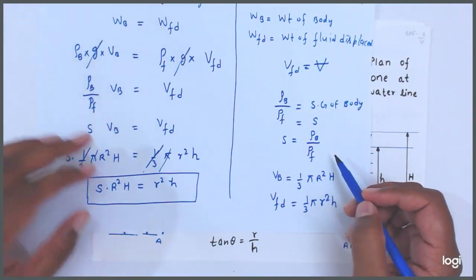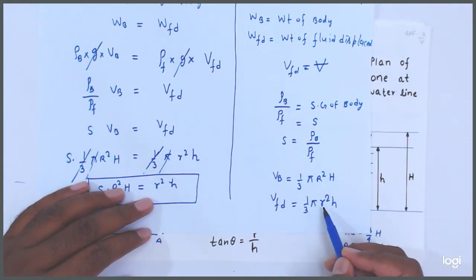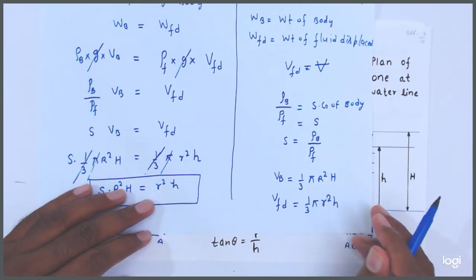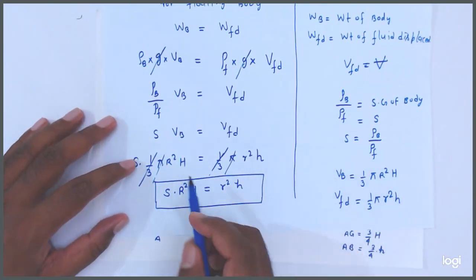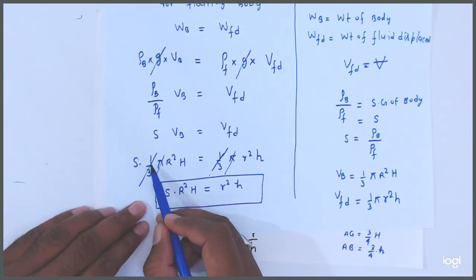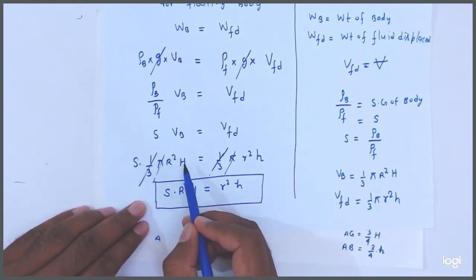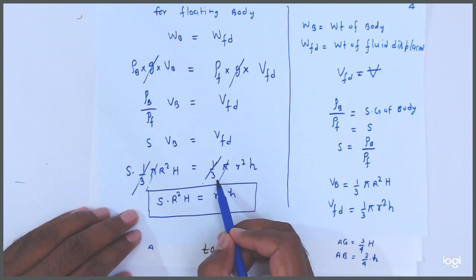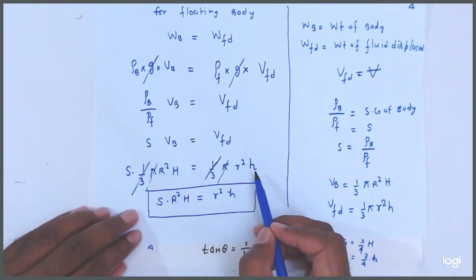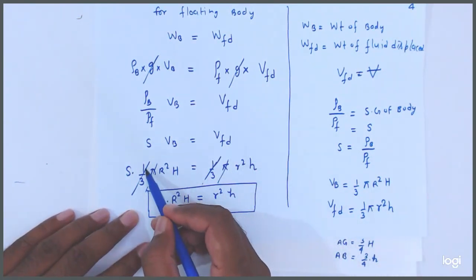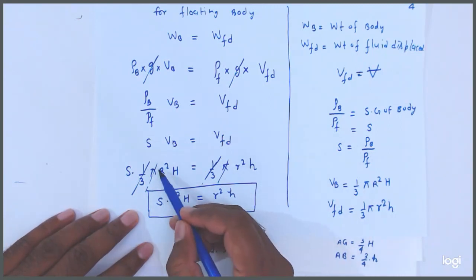So what will this become, friends? 1 by 3 into pi into small r square into small h. We will put these values here. So S into 1 by 3 pi into capital R square into capital H equals 1 by 3 into pi into small r square into small h. So from here 1 by 3 and 1 by 3 cancel out, pi and pi cancel out.